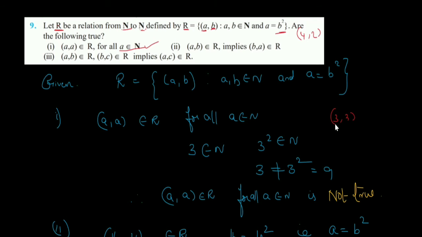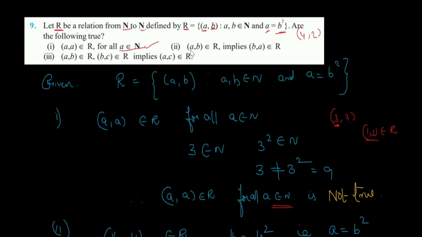We have to check if (3, 3) belongs to R. The first element should be the square of the second element. It is not possible. 3 is not the square of 3. Only in the case of (1, 1) is it true, because if you square the second element, you get the first element. So it is not a true statement. (a, a) belongs to R for all a belongs to N is not a true statement.